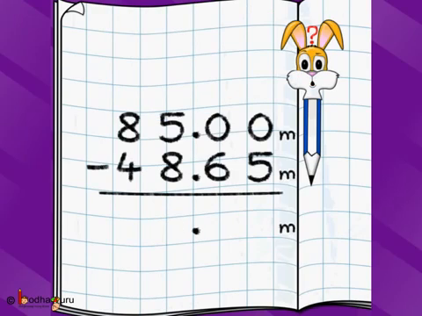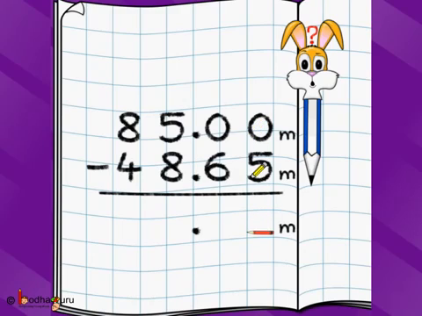Let's take another problem. Let's say we have 85.00 meter minus 48.65 meter. So how do we do it? We write the meter digits before the decimal together, and the same after the decimal point for both the numbers, and finally in the answer also we write the point and the meter, and this is what we are going to find out. And now we do a simple 4-digit subtraction starting from the rightmost position.